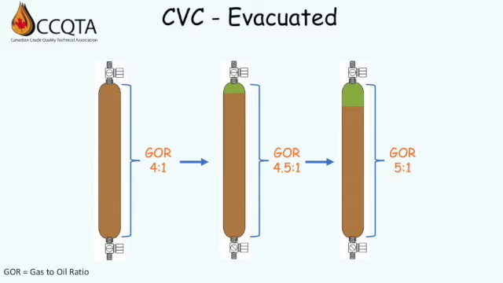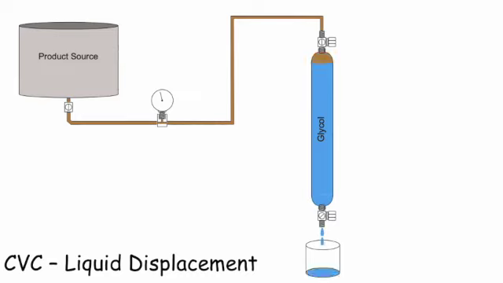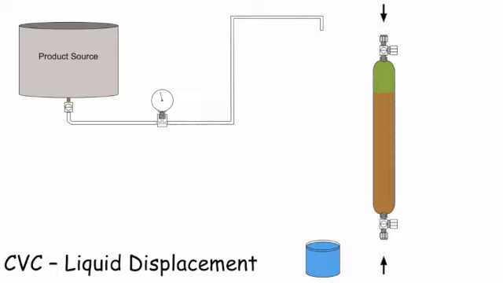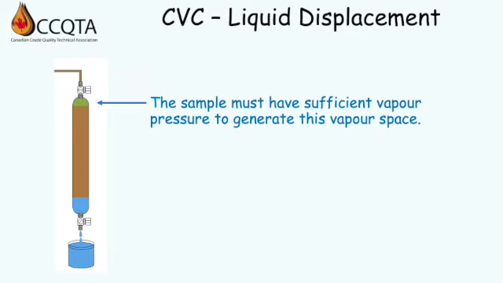Next, let's look at the CVC using liquid displacement. Watch this illustration of how a CVC is used with liquid displacement during sampling. This method also suffers from the same problem that the evacuated cylinder method does in regards to sufficient vapor pressure to generate a vapor space and displace some liquid to allow for thermal expansion.